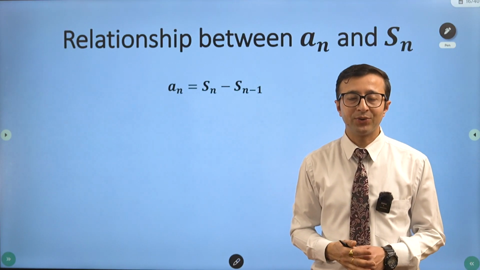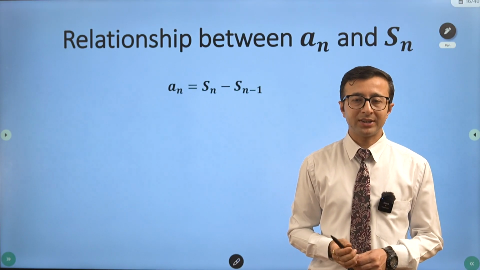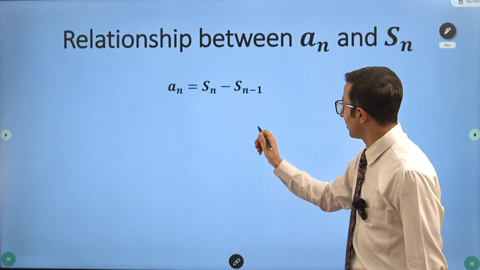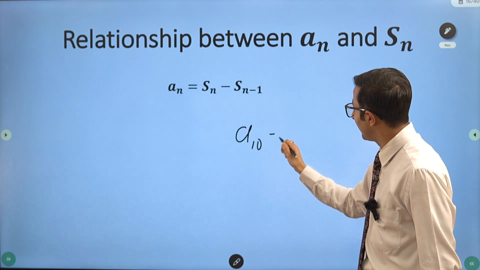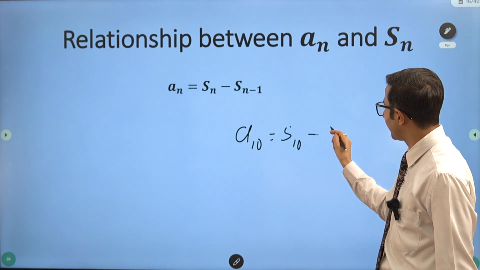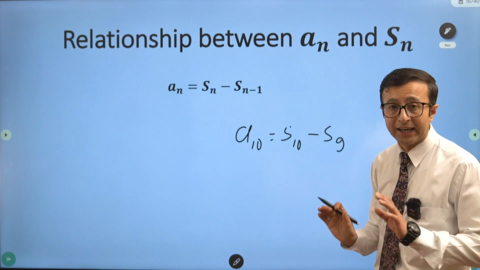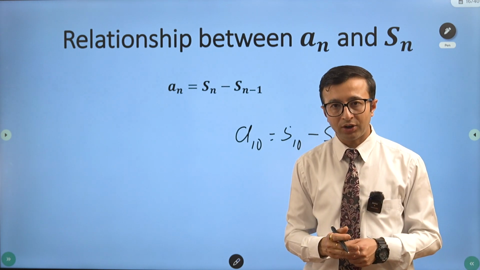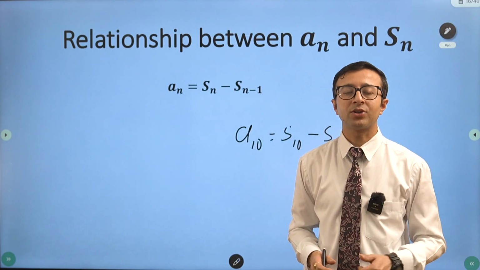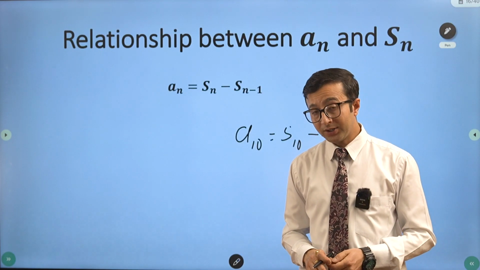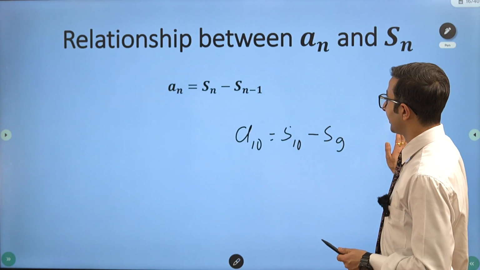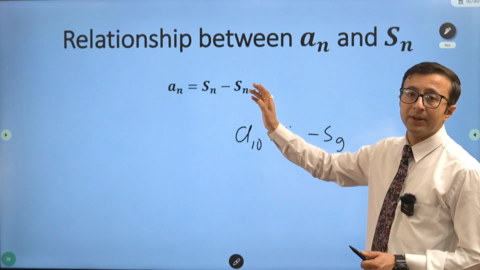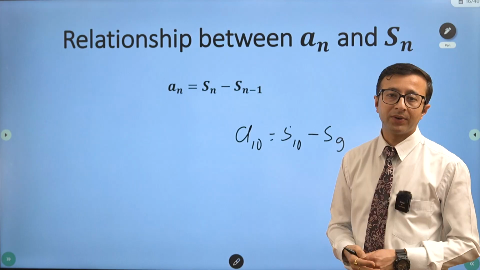That means the relationship between the nth term and the sum of the first n terms will be an is equal to Sn minus Sn minus 1. Suppose you need to find the 10th term, it will be the sum of the first 10 terms minus the sum of the first 9 terms. Just remember it in this format. If you need to find the 15th term, it should be the sum of the 15 terms minus the sum of its first 14 terms. So this is the idea, and this gives us the relationship between an, that means the nth term, and the sum of the first n terms.